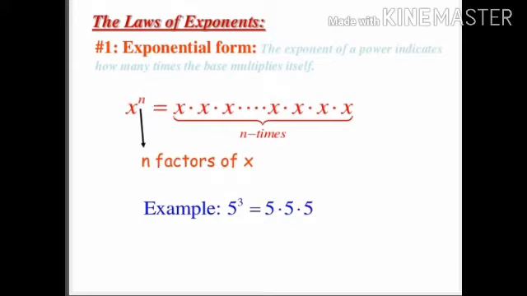Example: 5 cube we can write as 5 into 5 into 5. Here 5 into 5 into 5 is called the expanded form or product form, and 5 cube is called the exponential form or index form, where the base is 5 and the index is 3.